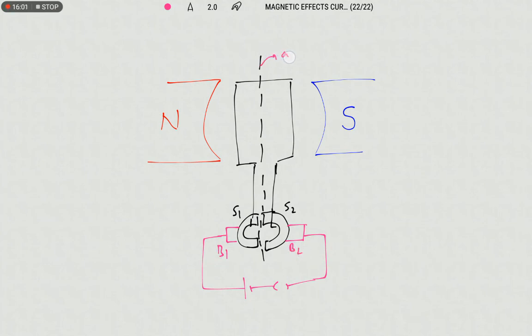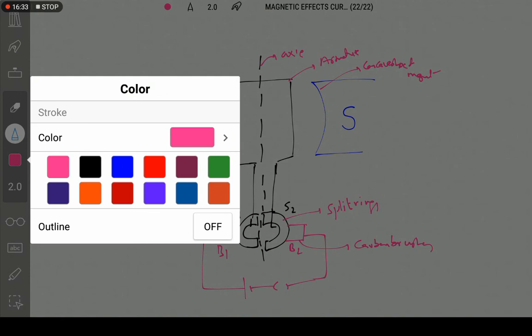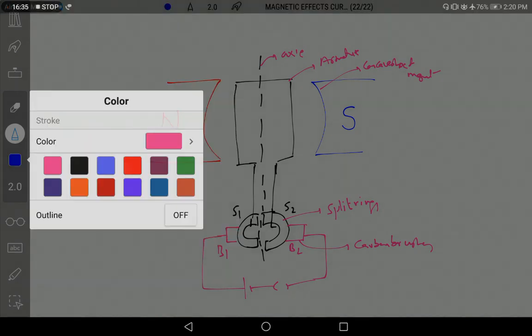So this is the axle or shaft, and this is the armature, and concave shaped magnet, and split rings, and carbon brushes. So this is the construction of a motor. Now let us discuss the working of a motor. How the motor will work, we will discuss in detail.